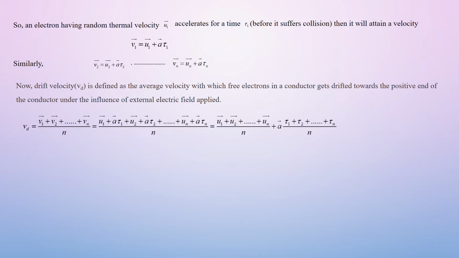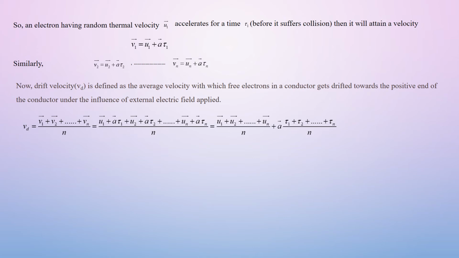That is, Vd is equal to V1 plus V2 plus V3 up to Vn divided by n. Let's put the values of V1, V2, V3, Vn. So what are we getting? U1 plus a tau 1 plus U2 plus a tau 2 and so on divided by n. Now we have separated the terms. U1 plus U2 plus U3 divided by n, plus a taken as common, and tau 1 plus tau 2 plus tau 3 up to tau n divided by n.